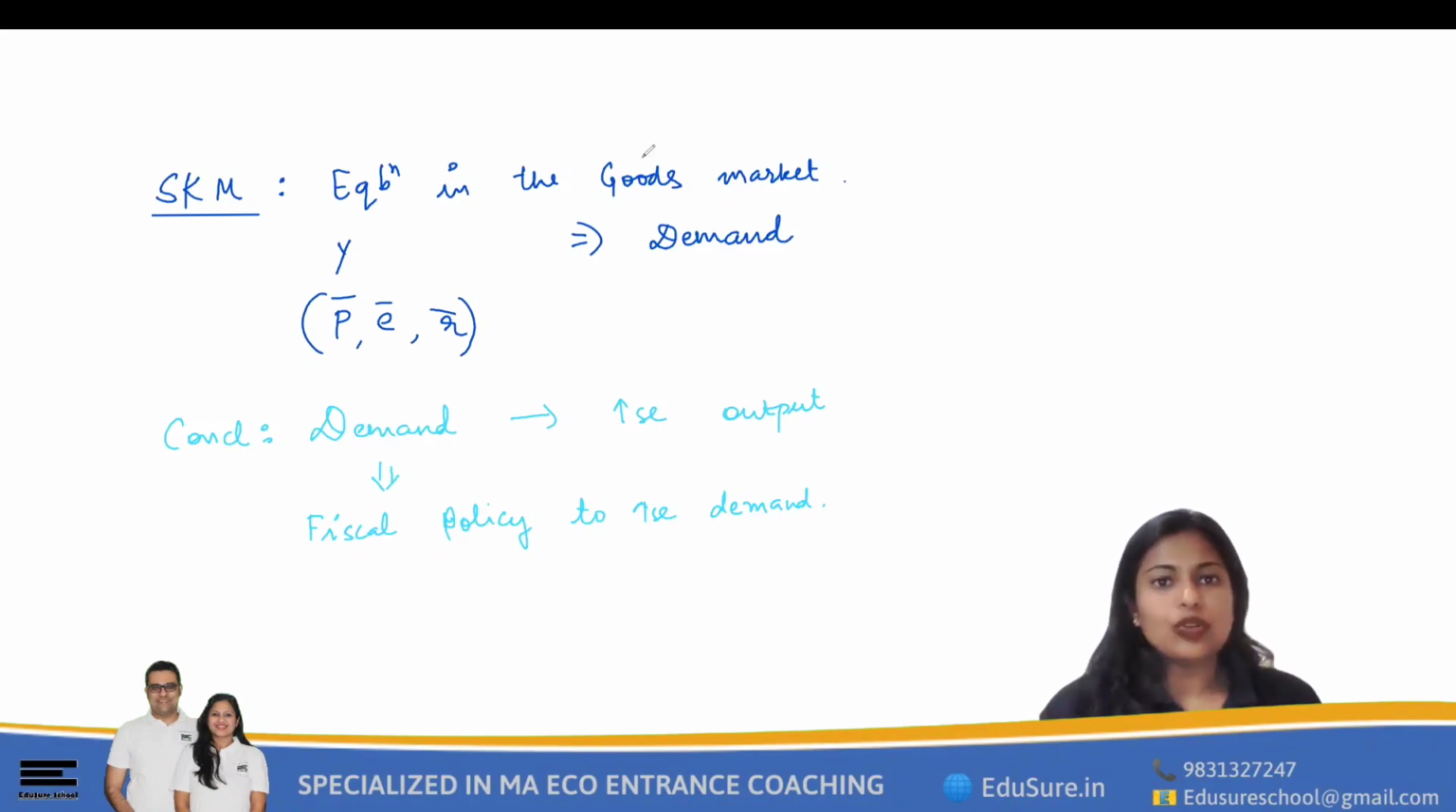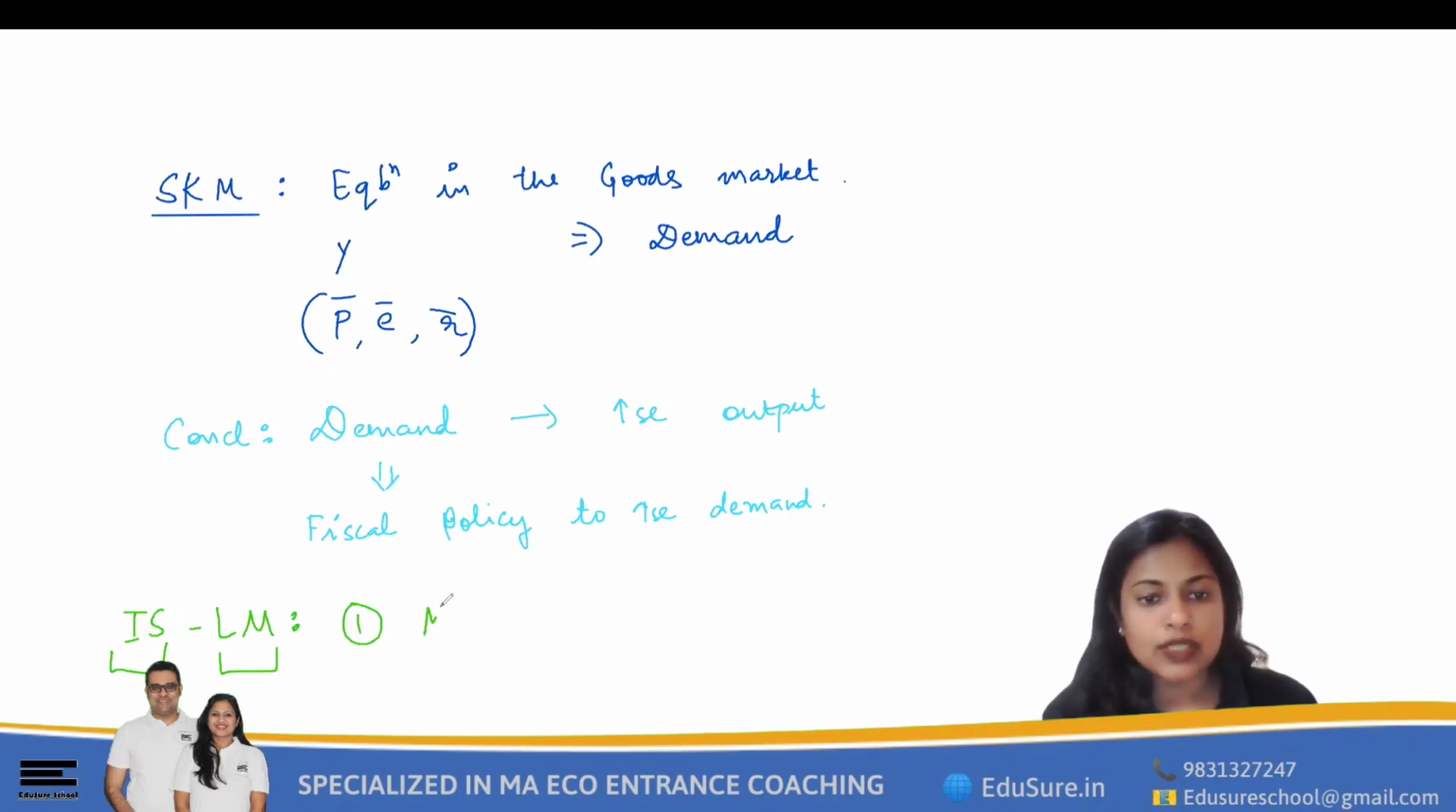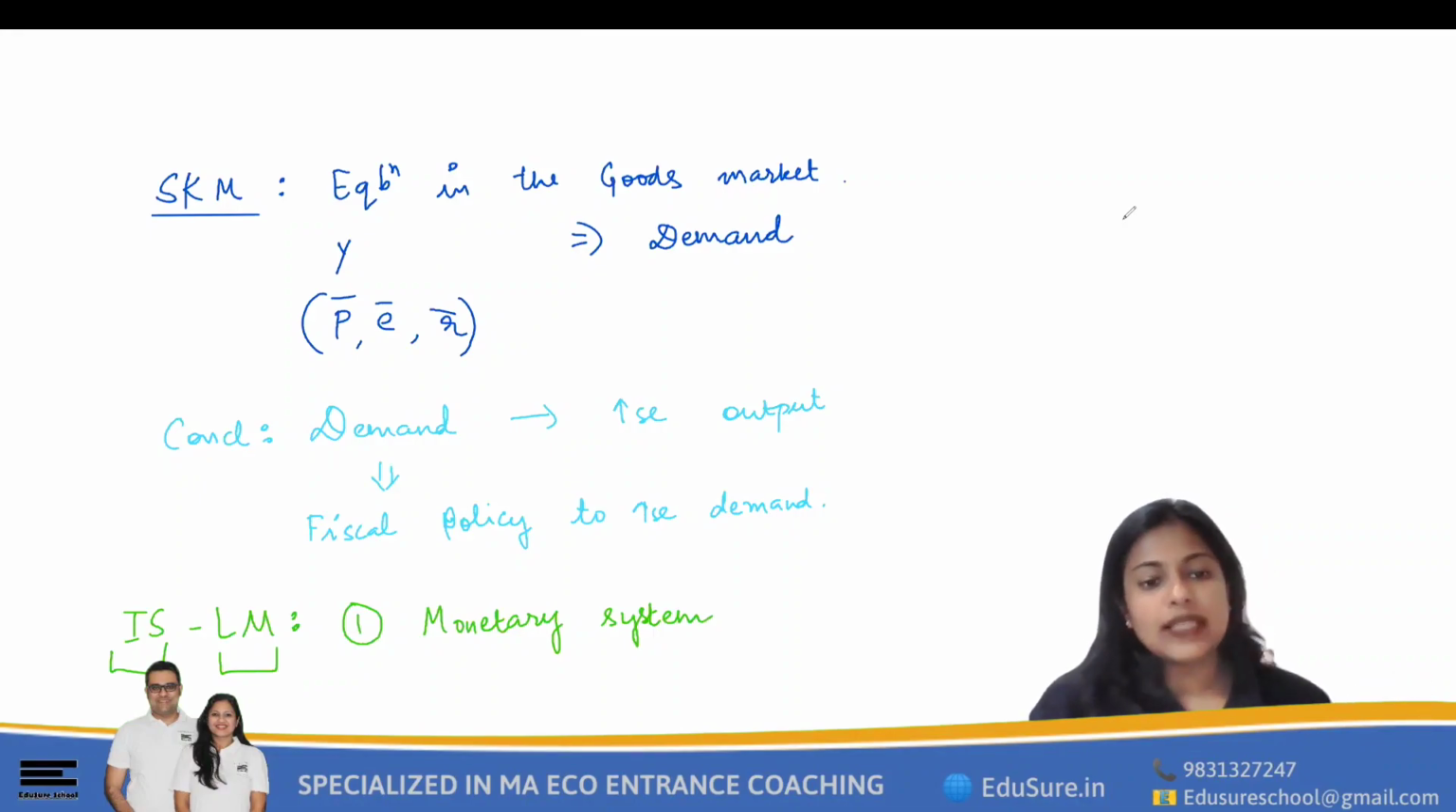Now we need to go to the ISLM model. This ISLM model has two parts, the IS curve and the LM curve. So what is new in this model? How is it better over the SKM model? The first thing is that the ISLM model introduces the monetary system.